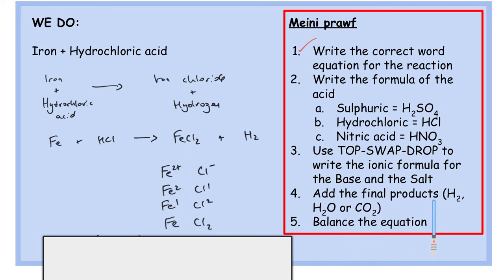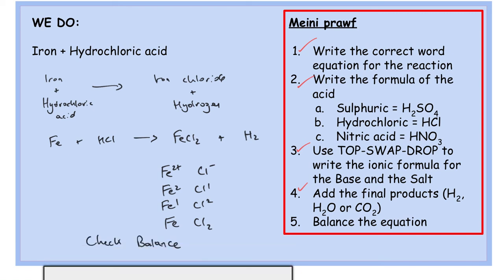And then finally, I'm going to add the final products, and we can see those are either H2, H2O, or CO2. And that's done. Now, I've got all of my reactants correct at this point, but I need to check that my reaction is balanced. So at the moment, I've got one iron on the left and one iron on the right, so that is great. But I've got one chlorine on the left and two chlorines on the right. So to fix that, I'm going to have to add a 2.